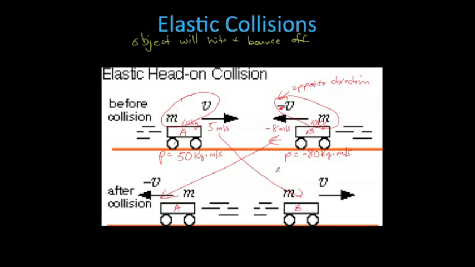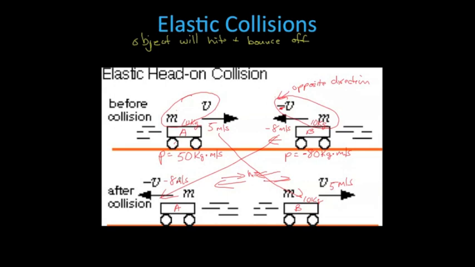Now remember, they come together, they hit, and they bounce off back in the opposite directions. So now think about that. The velocity here is going to be 5 meters per second, and the velocity over here is going to be -8 meters per second.